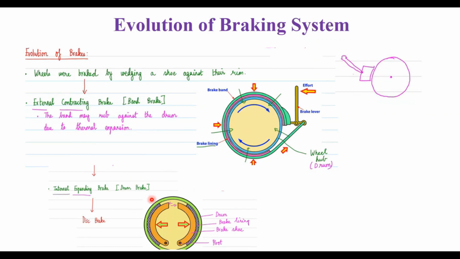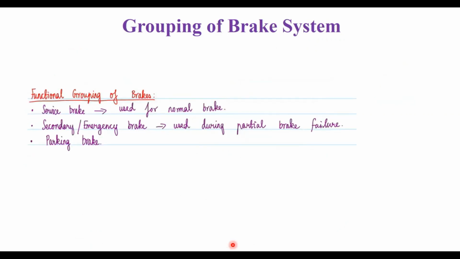And this is the third evolution. First evolution is the normal wedging shoe against the rim. Next is the band brake, which is the external contracting brake, the third one is the internal expanding brake, which is called the drum brake, and the last one is the disc brake. So this is how the evolution has happened from a normal brake shoe rubbing against the rim to the disc brake. Of course, we have various types of brakes, such as the drum brake and disc brake. It is called a foundation brake.